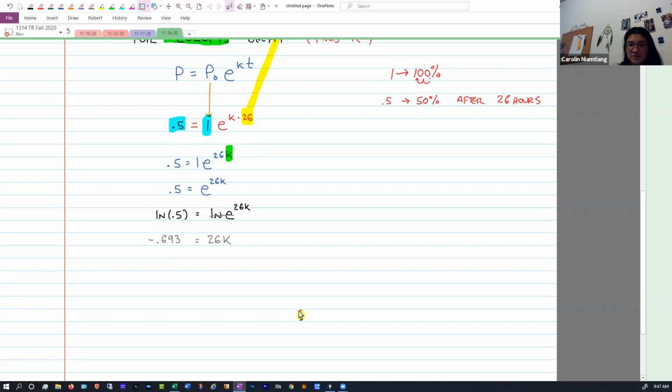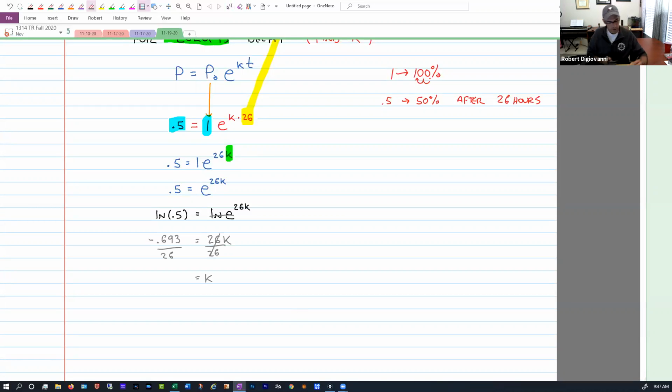Divide both sides. Yeah, just divide, right? We're just going to divide both sides by 26. So we're going to need our calculators again. We're going to divide by 26 here, divide by 26 here. That'll leave us with K equals negative 0.693 divided by 26. So I'm getting negative 0.026654. That's how far I'm going. Okay.